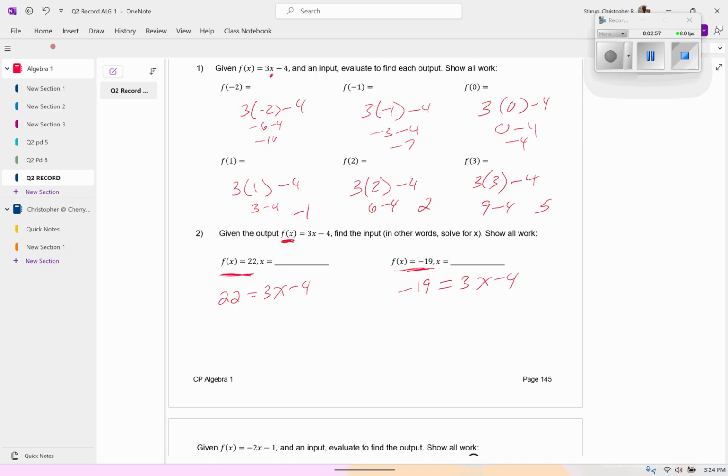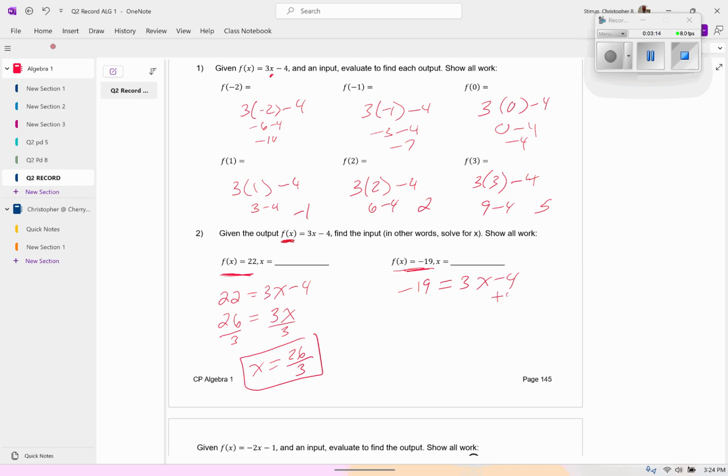So we're going to add 4 to both sides. And then we divide each side by 3. And we get a fraction. So even just as a reduced fraction, 26 over 3 is reduced. You don't make it a mixed number in high school. Just leave it as that.